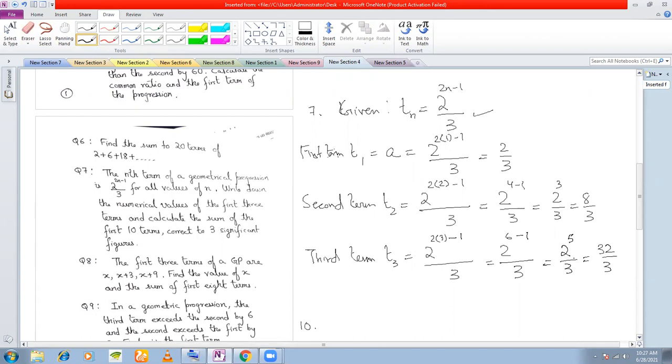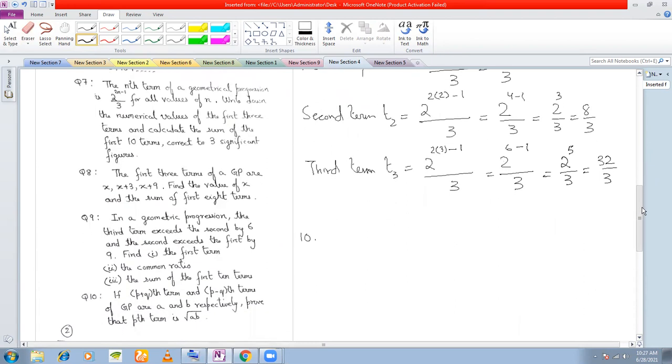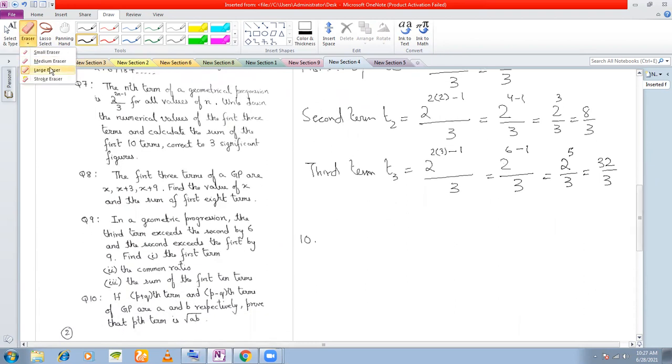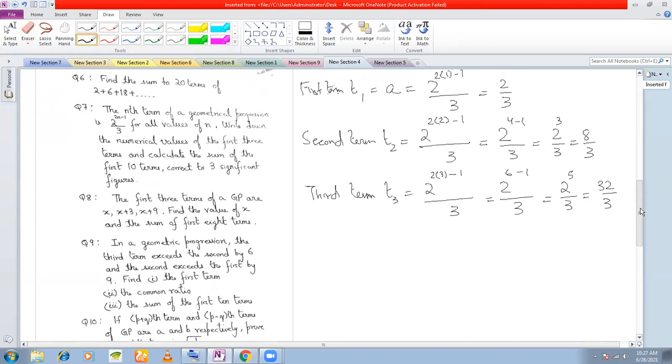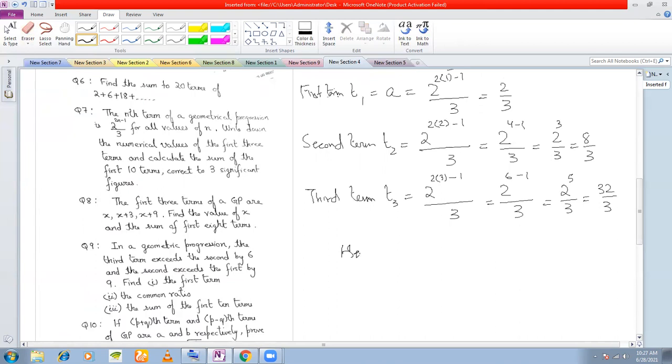Okay. And next question is, let's finish the last one also. Calculate the sum of the first 10 terms correct to 3 significant figures. First 10 terms means S10, right? So for this, you need the first term, which you already know, 2/3. And we also need the common ratio. We don't know the common ratio, but we know the first 3 terms, so we can calculate the common ratio, T2 by T1, which is 8 by 3 by 2 by 3, which is, 3 will cancel, 2 and 8 will cancel here. So we get common ratio as 4, right?